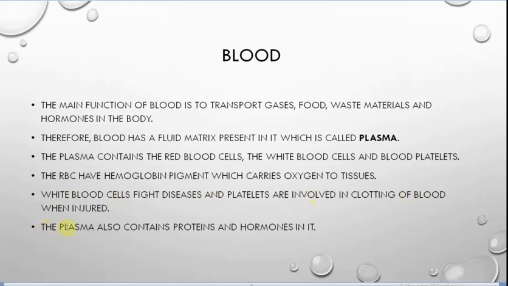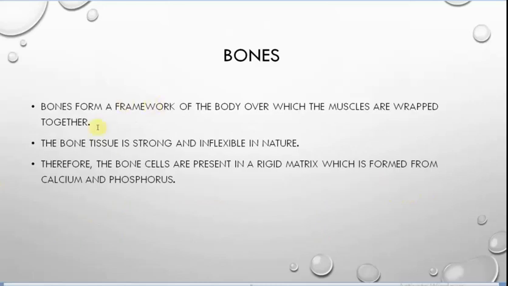Then the next one, the plasma. The plasma, that is the fluid content of blood, also contains protein and hormones in it. So in short, what are the components of blood? The components of blood are RBC, WBC, platelets. So what is the fluid matrix of blood called? The fluid matrix of blood is called plasma. Let us proceed to our next portion, that is bones.